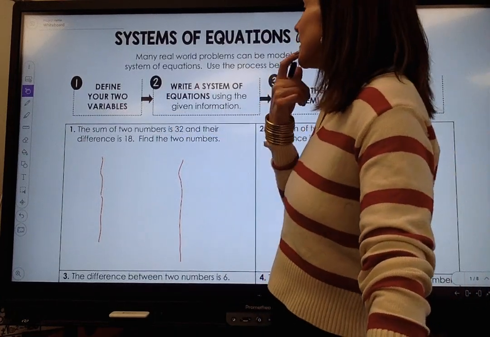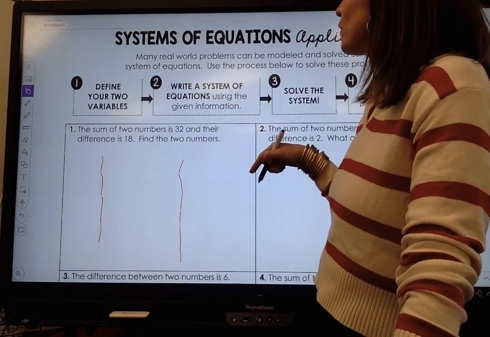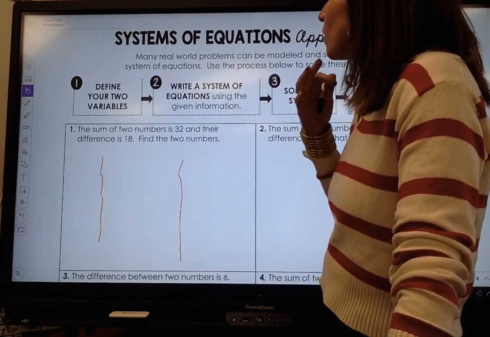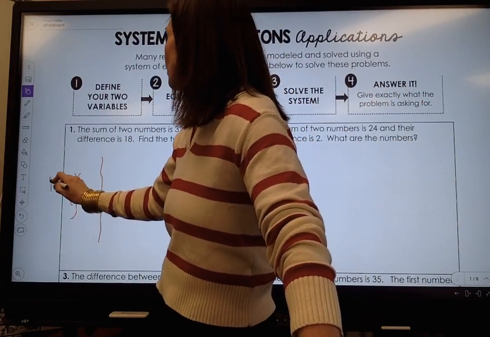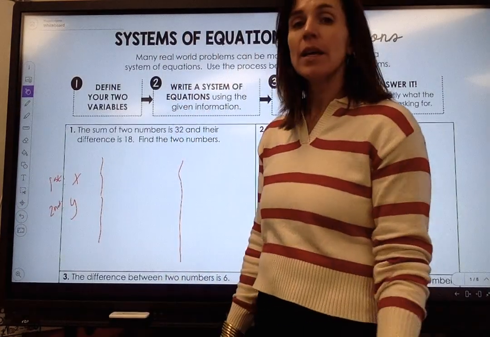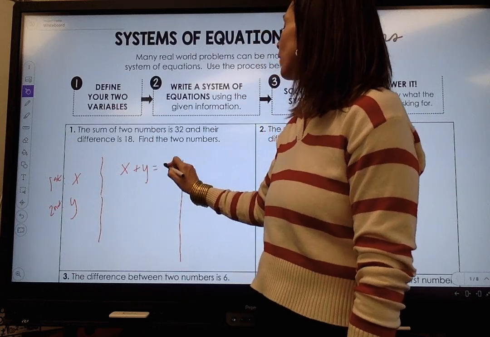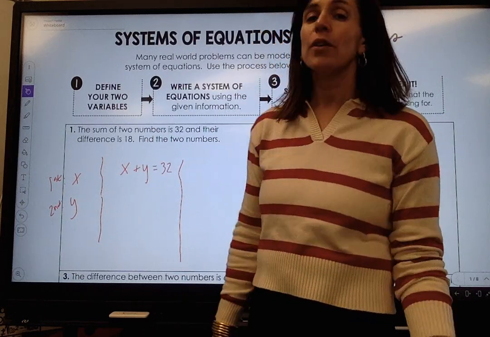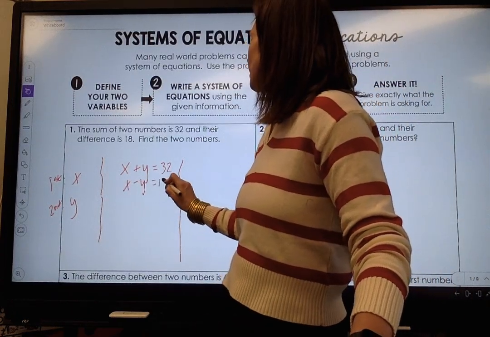So in number 1, it says the sum of 2 numbers is 32, and their difference is 18. So you've got an x and you have a y. These are my 2 numbers. Here's the first number, here's the second number. Okay? Their sum is 32, so x plus y equals 32. That's my first equation. Their difference, subtraction, is x minus y equals 18.